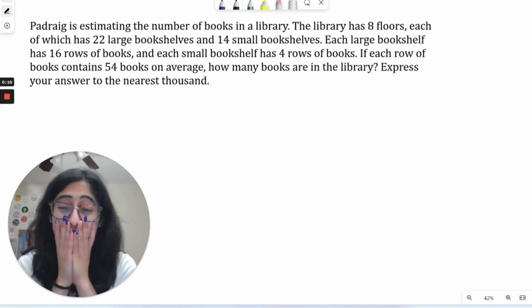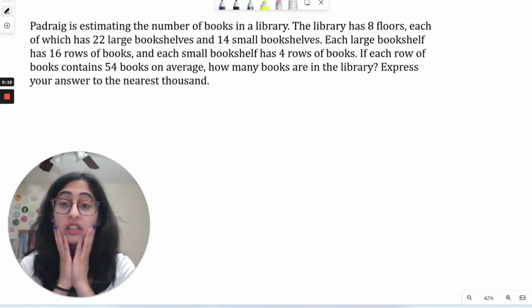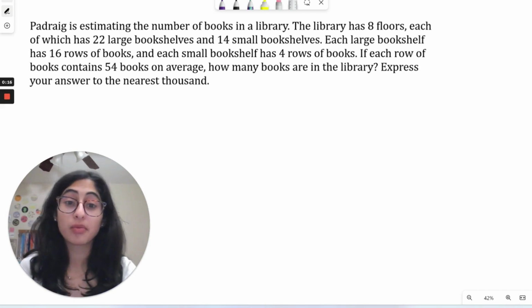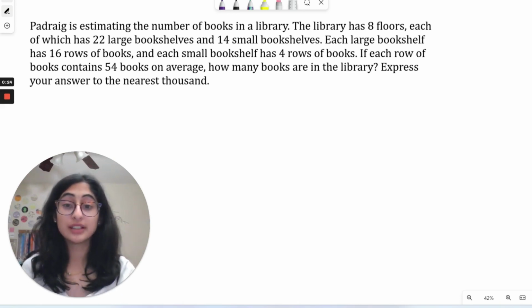Oh my gosh, I want to go to a library with 8 floors, each of which has 22 large bookshelves and then 14 small bookshelves. Each large bookshelf has 16 rows of books, and each small bookshelf has 4 rows of books. So if each row of books contains 54 books on average, how many books are in the library?